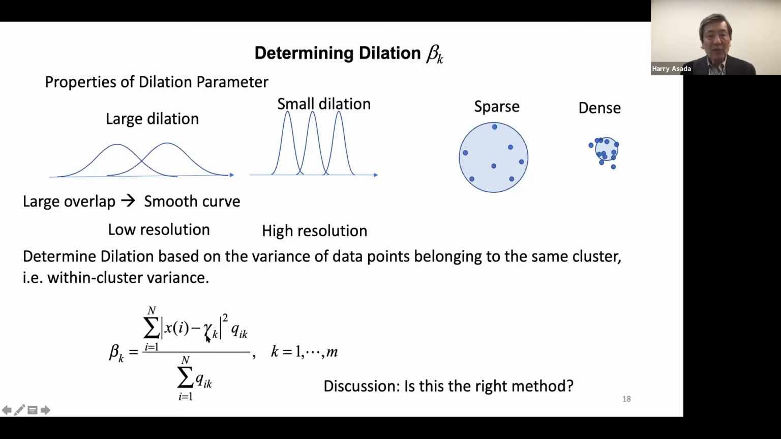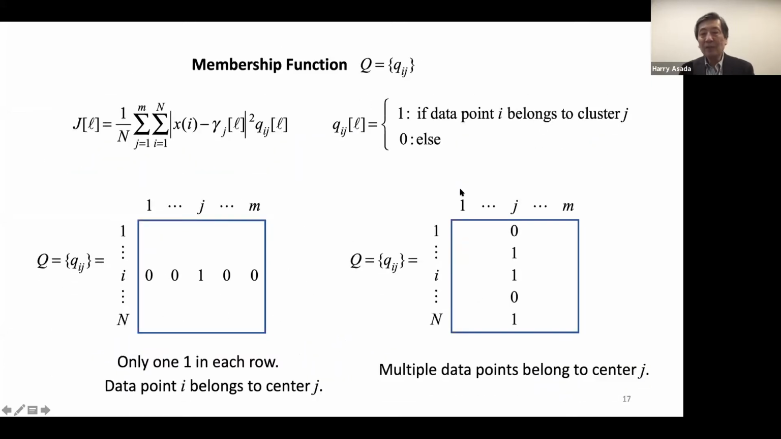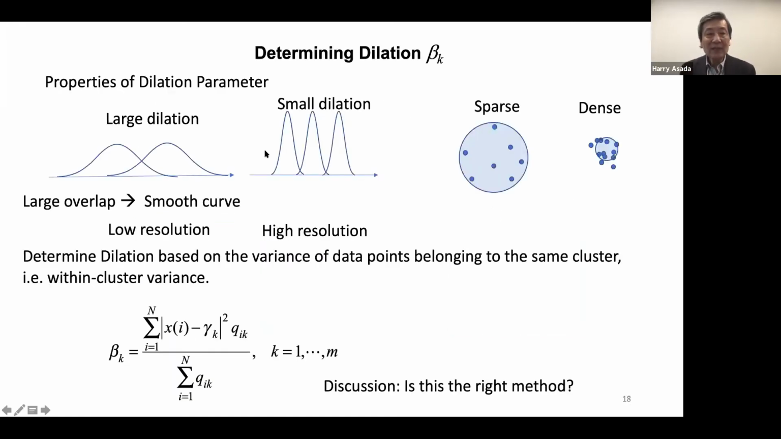Then actually we have to collect the xi that belongs to that k-th cluster alone. So we have to multiply this and kick out the ones which are not actually involved in this, and that is basically taking a summation along this line. If this one is the k-th cluster, we have to collect the terms in here to compute the within-cluster variance. And so that the variance is basically to give this dilation parameter beta k.